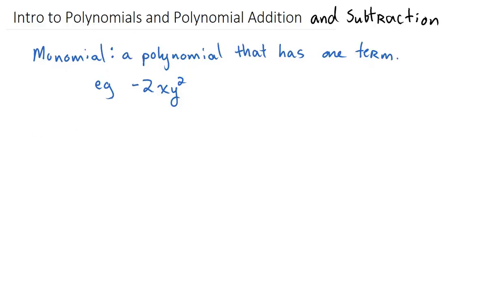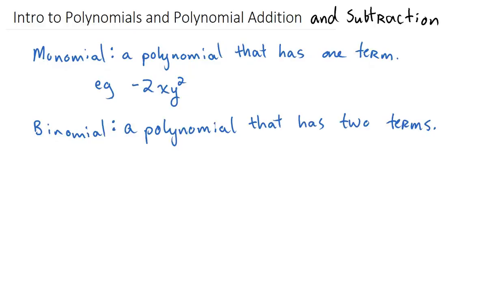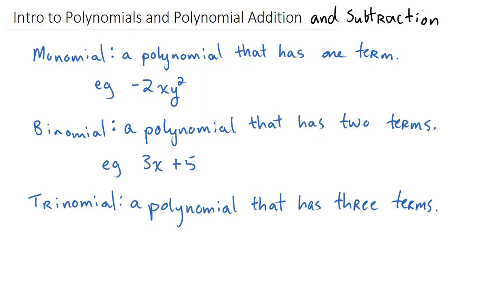Okay, next we have a binomial, and this is the word we use for a polynomial that has two terms. An example of a polynomial with two terms would be something like 3x plus 5. You're probably cluing into the pattern here, but the next one will be a trinomial, which is a polynomial that has three terms. An example of a trinomial would be 3x squared plus 2xy minus 5y squared.